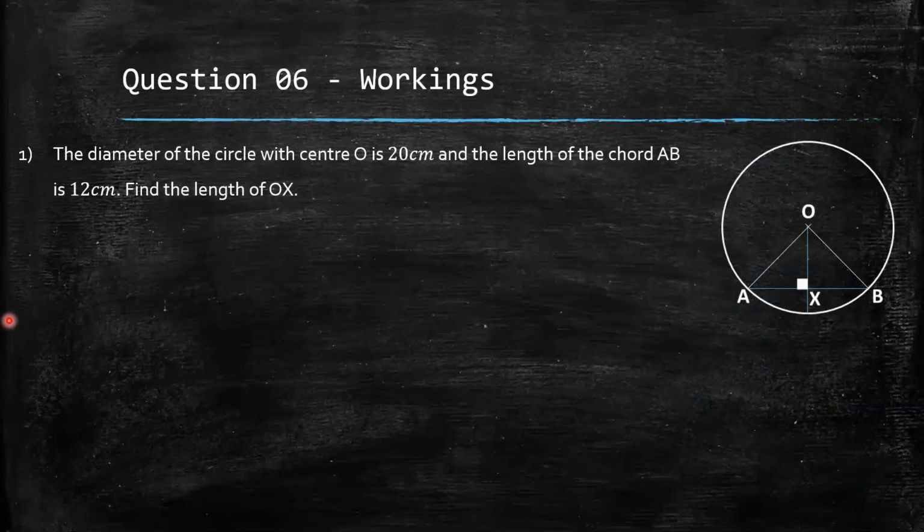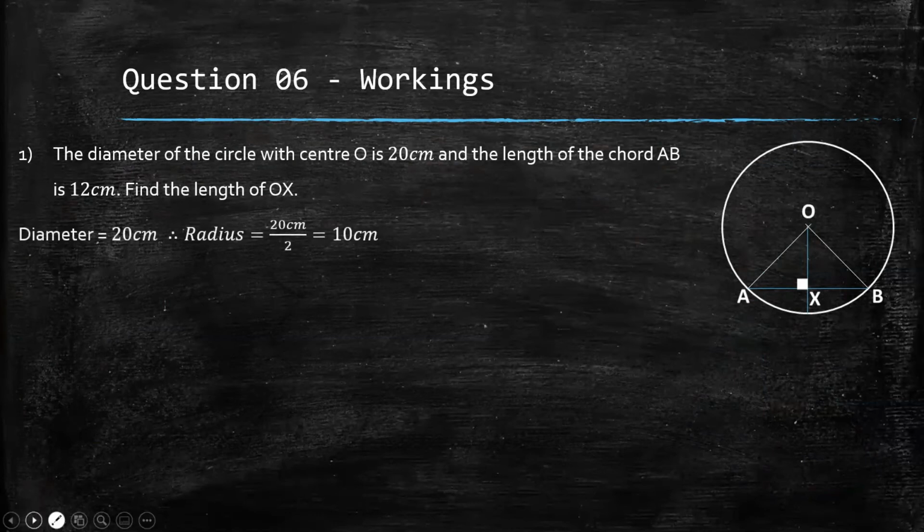Now, in this, the diameter of a circle with the center O is 20 centimeters and the length of the chord AB is 12 centimeters. So we need to find the length of OX. Now we know the diameter is 20 centimeters, thereby the radius becomes half of it, which is 20 over 2 is equal to 10 centimeters.